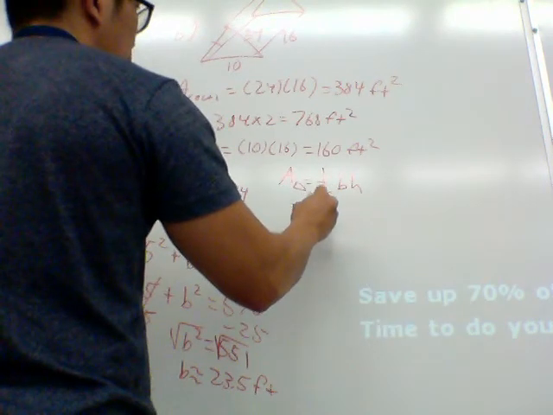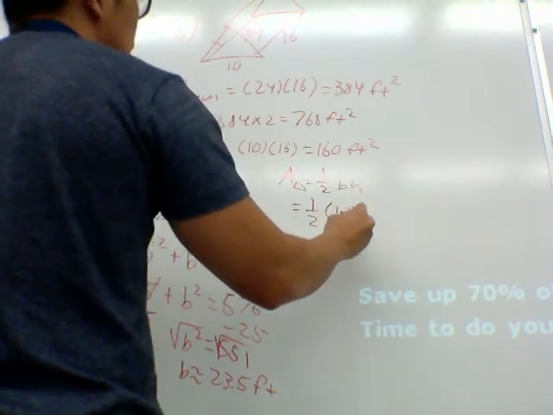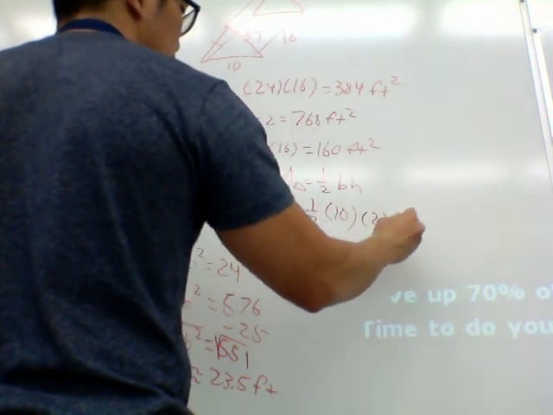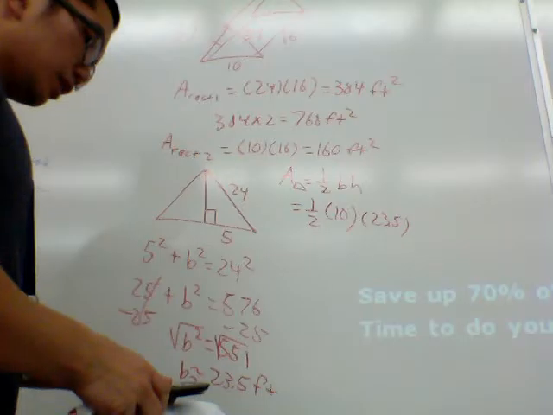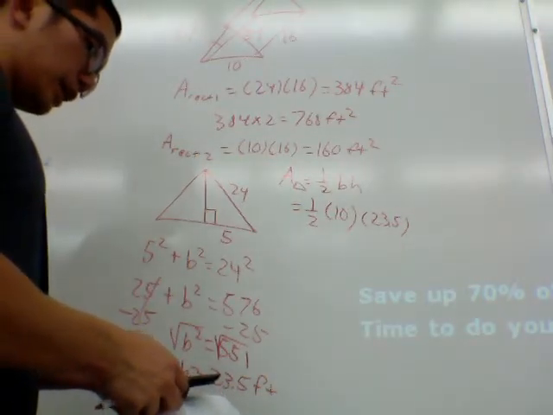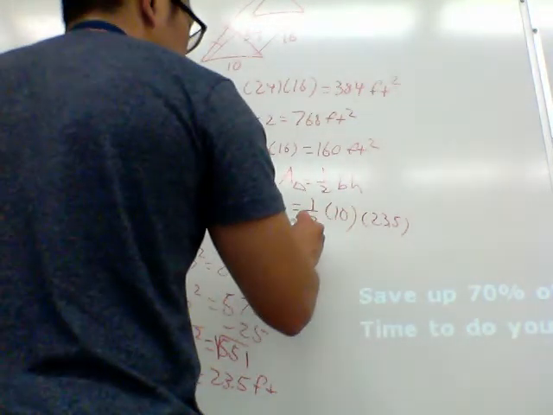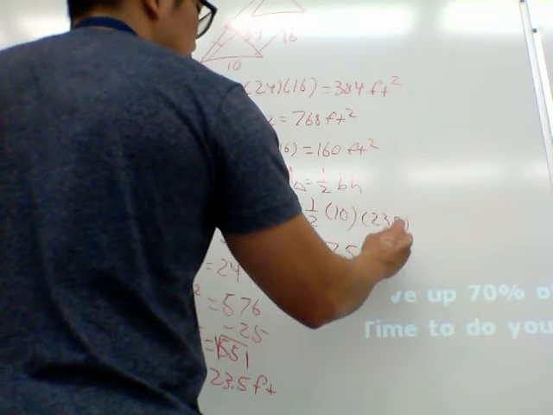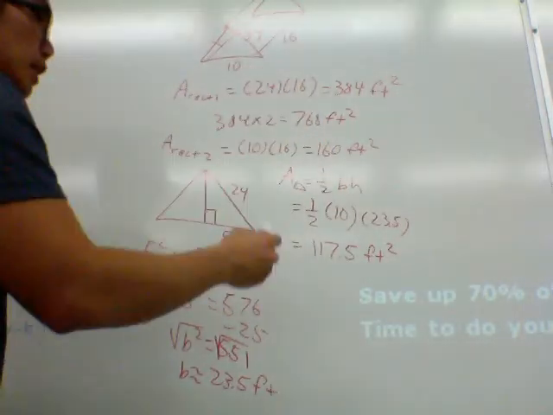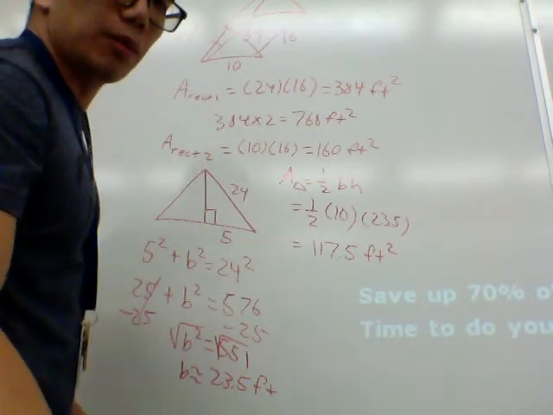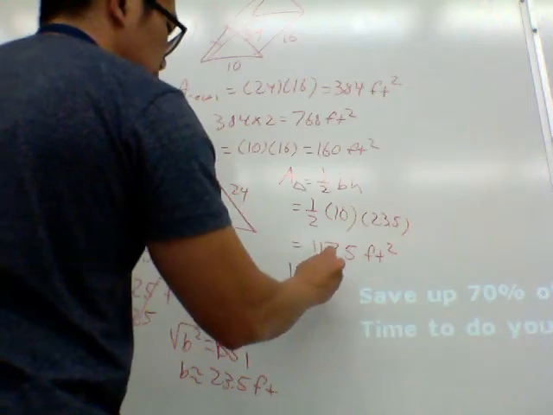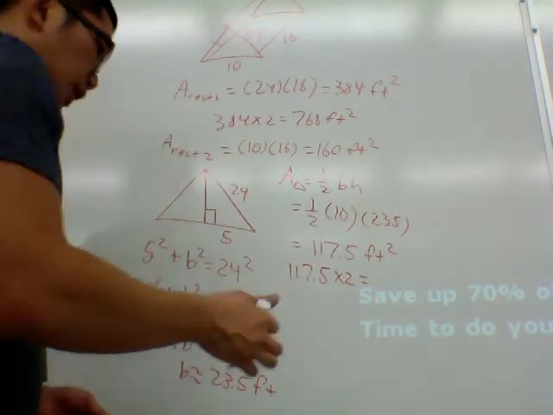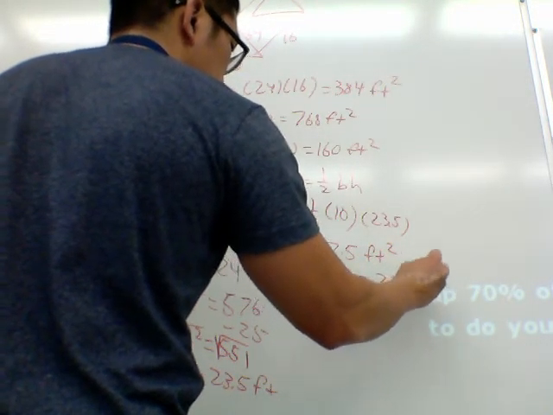So it's equal to 1/2. Big B is 10. And the height is 23.5. Okay. So I get that the area is around 117.5 feet squared. However, there are two triangles. So what I have to do is multiply the 117.5 times 2. And that is equal to 235 feet squared.